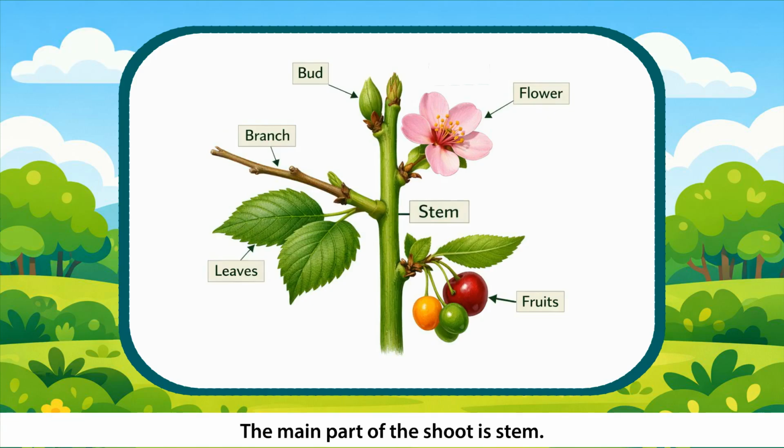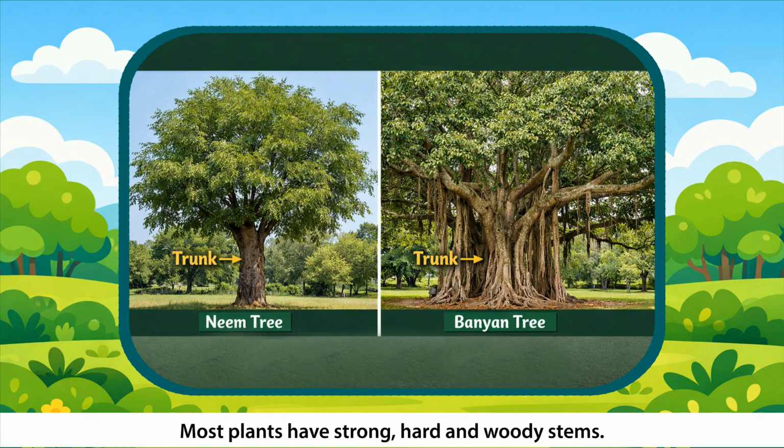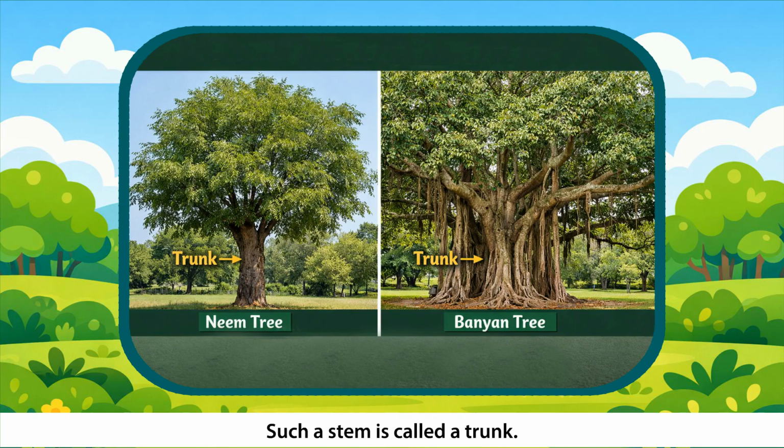The stem. The main part of the shoot is the stem. Branches, leaves, buds, flowers, and fruits grow from the stem. Most plants have strong, hard, and woody stems. For example, the neem and banyan trees have hard, thick, and strong stems. Such a stem is called a trunk.